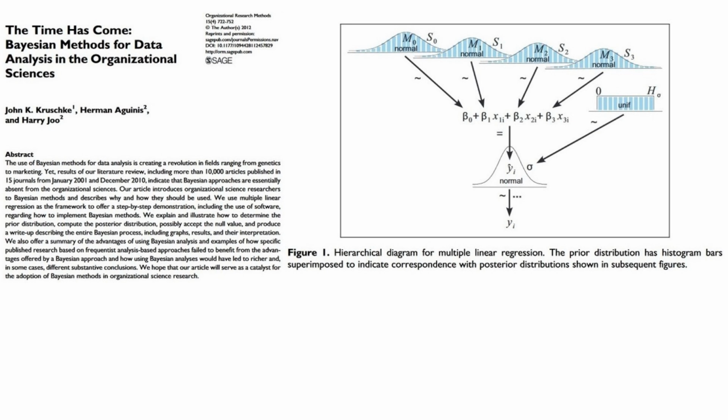All right, so let's dive into something pretty cool that's changing a lot of fields like genetics and marketing, Bayesian data analysis. You might be thinking, why should I care about this? Well, organizational sciences, here's the thing. This approach is practically unheard of in your world. Yeah, it's a real blind spot, and it's a missed opportunity when you think about how we interpret data and make decisions.